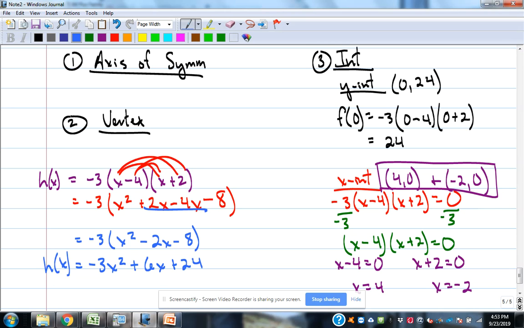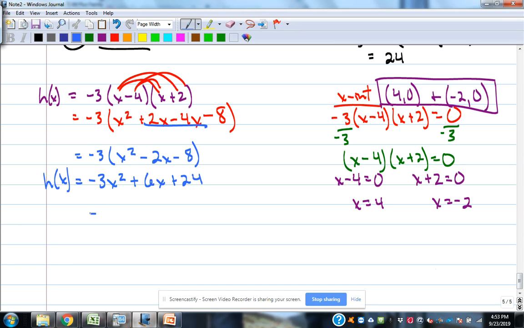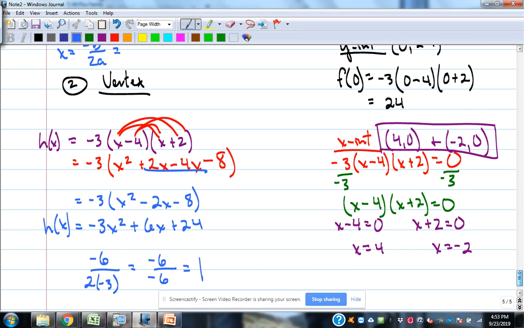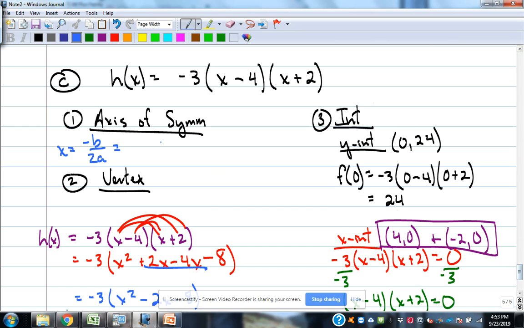Now I'm going to take that and do the formulas for vertex and axis of symmetry. Remember, the axis of symmetry was x equals -b over 2a. So I have to find that part first, and then I can find the rest of the vertex. So -b would be -6 over 2 times -3, which is -6 over -6, which is 1. That's nice. That's an easy number to plug in.